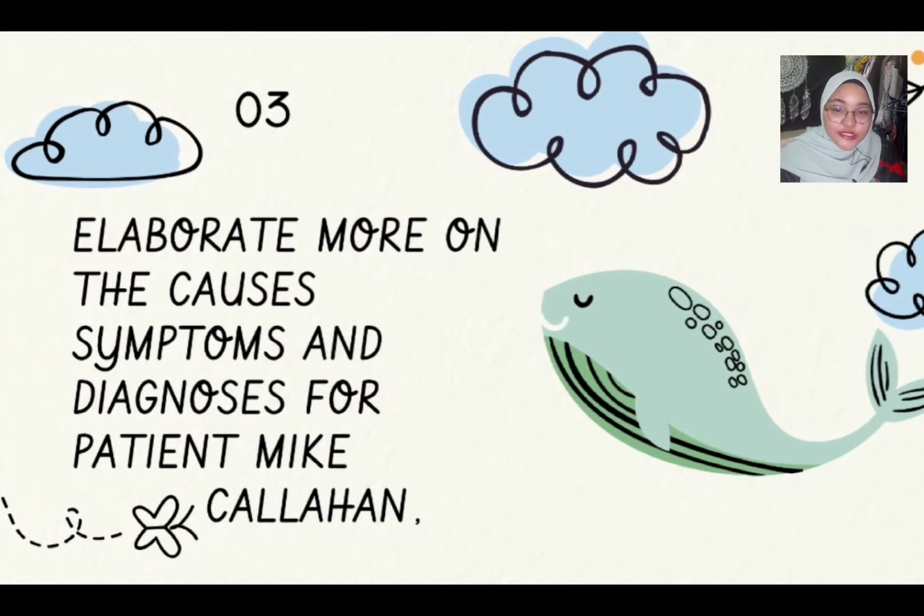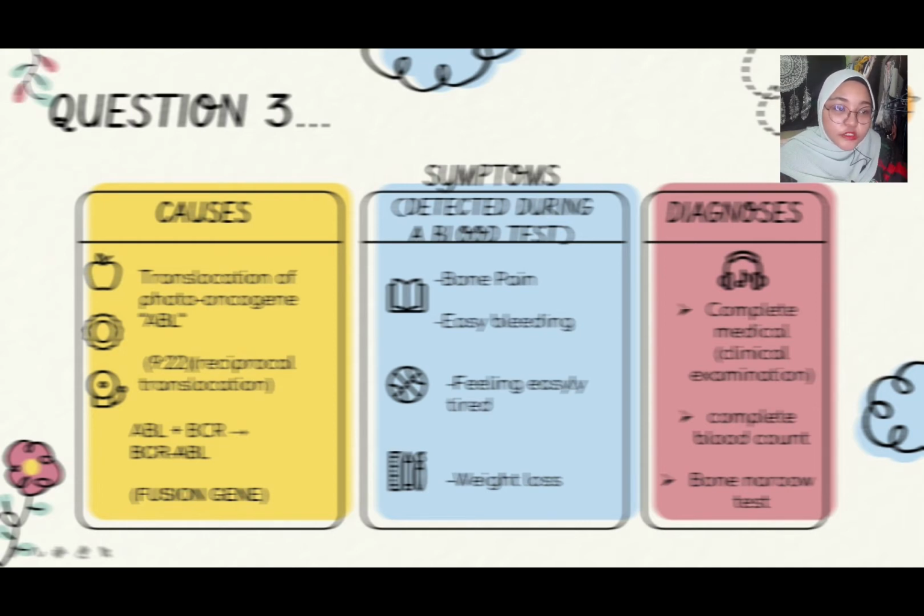Next, for question number 3, the question is to elaborate more on the cause, symptoms and diagnosis for patient Mike Callahan. So, for the cause, an abnormal chromosome developed. It is because the human cell normally contains 23 pairs of chromosomes. These chromosomes hold the DNA that contains the instructions or genes that control the cells in your body. In people with CML, the chromosomes in the blood cells swap sections with each other. A section of chromosome 9 switches place with a section of chromosome 22, creating an extra short chromosome 22 and an extra long chromosome 9. The extra short chromosome 22 is called the Philadelphia chromosome, named for the city where it was discovered. The Philadelphia chromosome is present in the blood cells of 90% of people with CML.